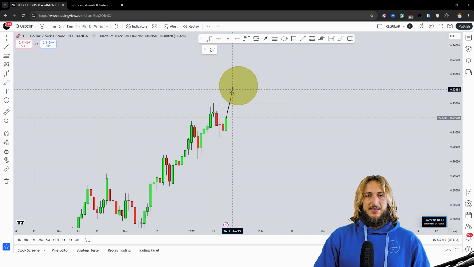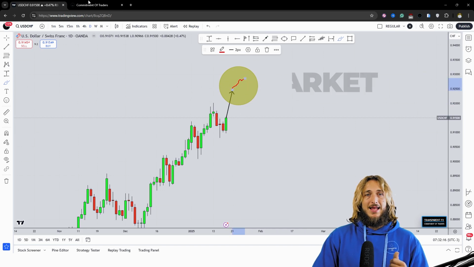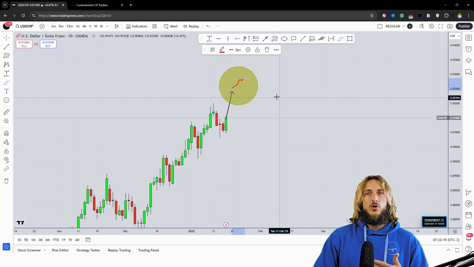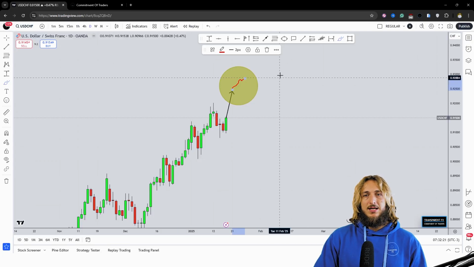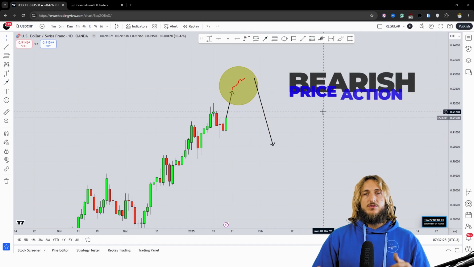Therefore, what I would expect is that if this market would shift from an intraday bullish to a bearish market and institutions would start to long the CHF, so short the USDCHF, at that point, I wouldn't be surprised to see a potential rejection to the downside away from this level. That definitely wouldn't surprise me.